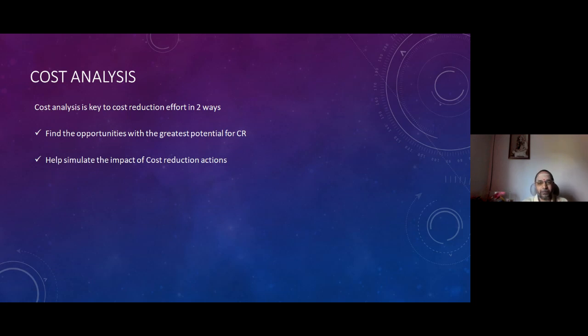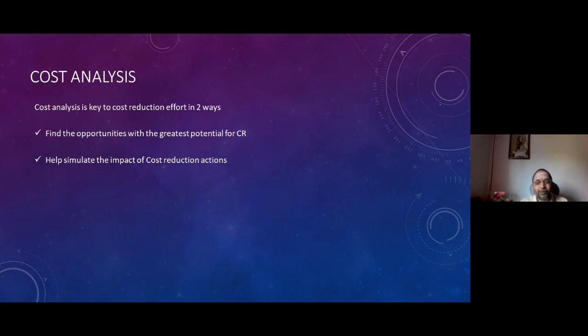The second is, this is very important in today's scenario, by doing this, you would be in a position to simulate various scenarios. What happens if I reduce my cycle time? What happens if I reduce my throughput time? What is the impact on inventory? What would be the impact of reduction in lead times? What would be the impact of reduction in changeover times? So this sort of a what if analysis, a simulation, simulating the impact on cost. This is very critical in today's highly competitive environment. So where to target and what would be the impact? Simulation, right? This is the purpose of performing cost analysis.